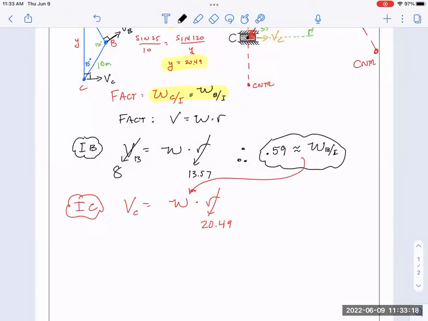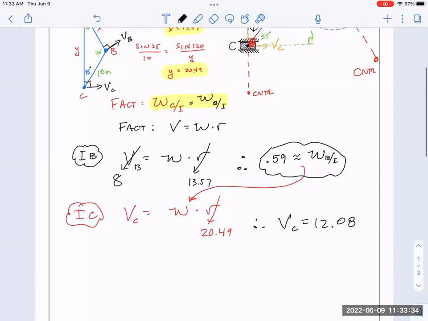Oh, so if I take that 0.59 number and multiply by 20.49, I just got that the velocity of C equals 12.08. And because this was metric, that'd be meters per second. Like I just worked my way over to one of the answers that I wanted to know. Velocity of C is 12.08.